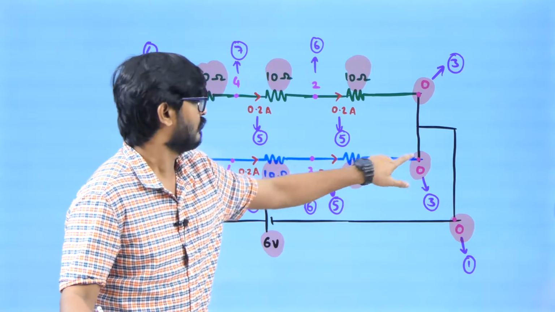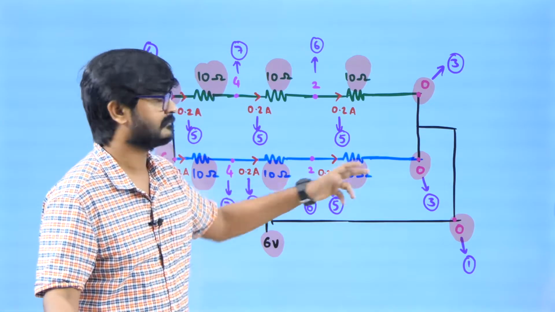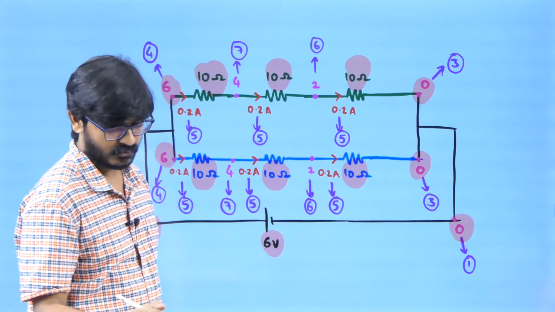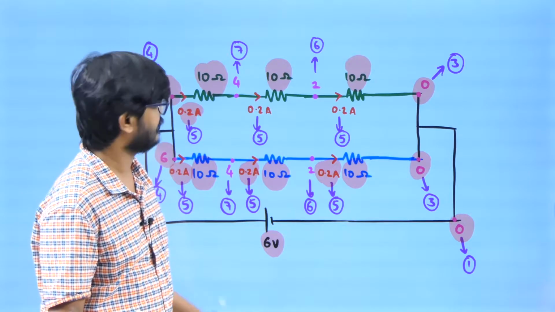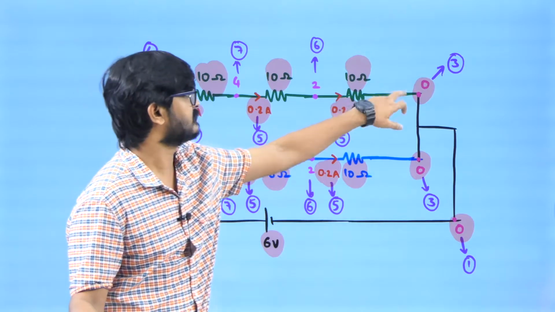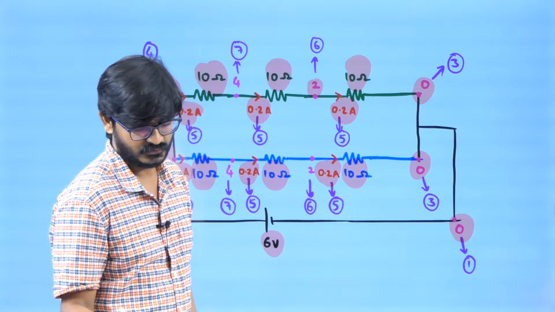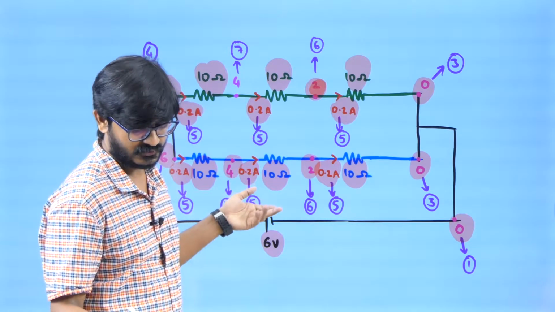Now what is the potential difference? Potential difference is 6, and what is the equivalent resistance? 10, 10, 10, 30. So current will be 0.2 ampere. Similarly, I can say current here has to be 0.2, 0.2, 0.2. Then I can find what is the potential difference. It will turn out to be 2 volt. Similarly, this potential is going to be 2 volt. Similarly, this potential is going to be 4 volt, 4 volt.